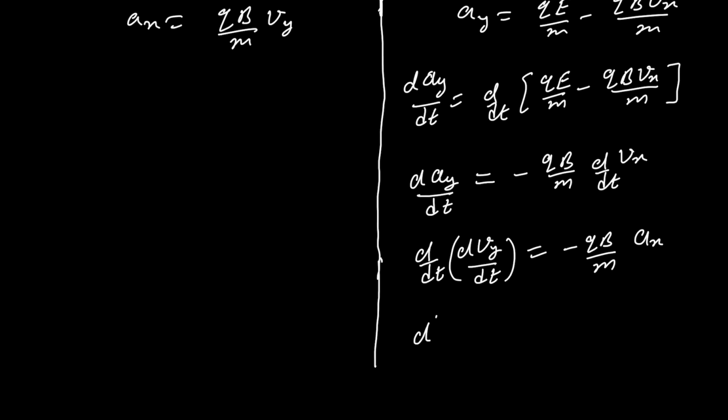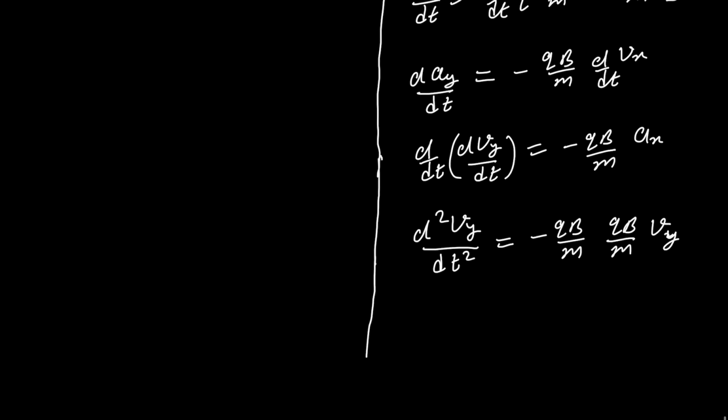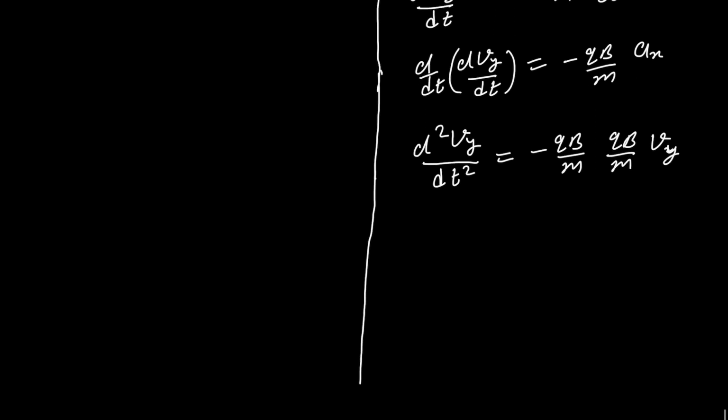So this can be written as d square vy by dt square, and that is equal to minus qB by m into ax, and the value of ax is qB by m into vy. So what we have done is that we have converted all values in terms of y only, and this seems to be the equation of SHM: minus qB by m the whole square into vy.